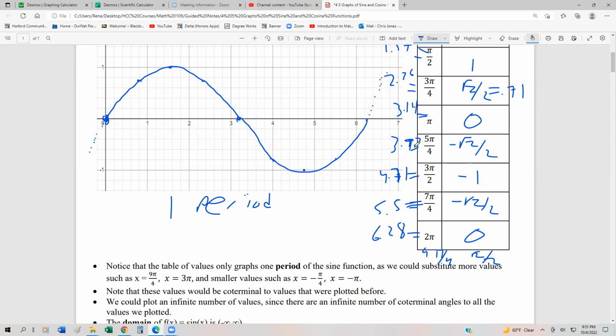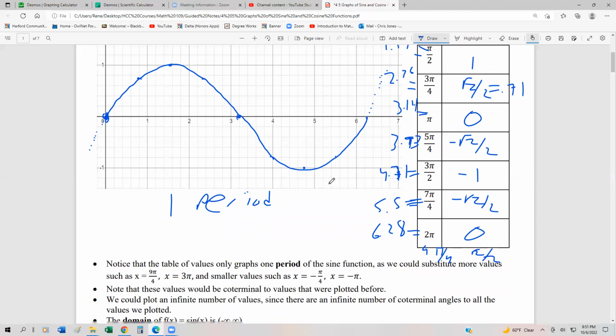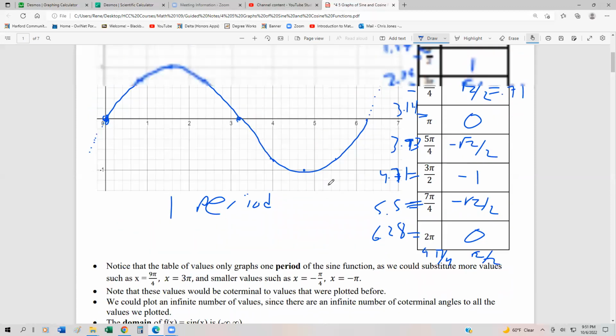So the sine function just keeps going over and over again, repeating this periodicity. We call that one period. We call the sine function periodic because it just keeps going on and on forever. And if you don't believe me, we'll take a look at the graph of the sine function in a moment.